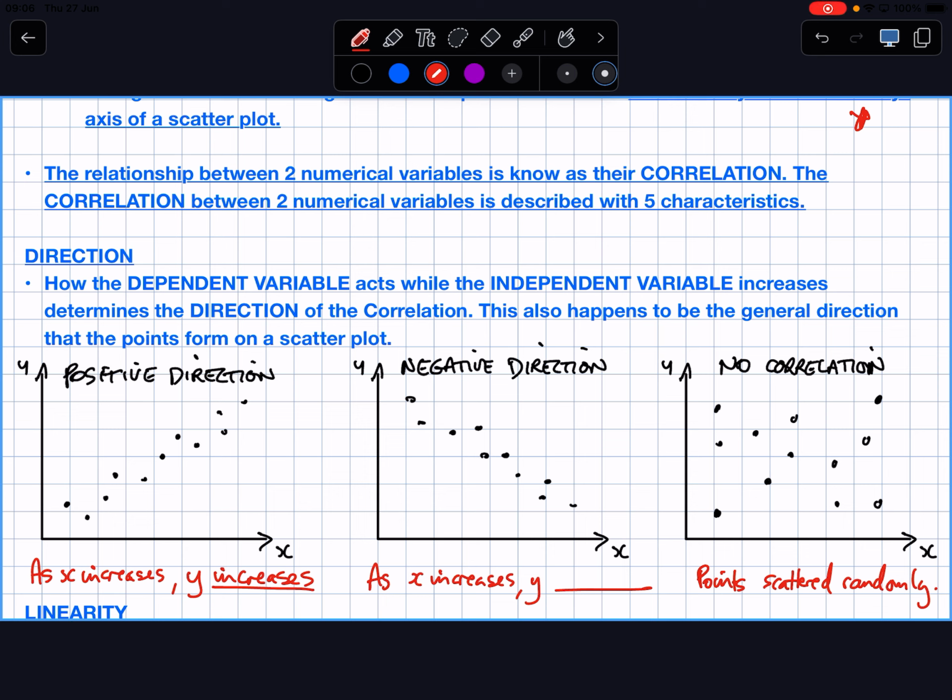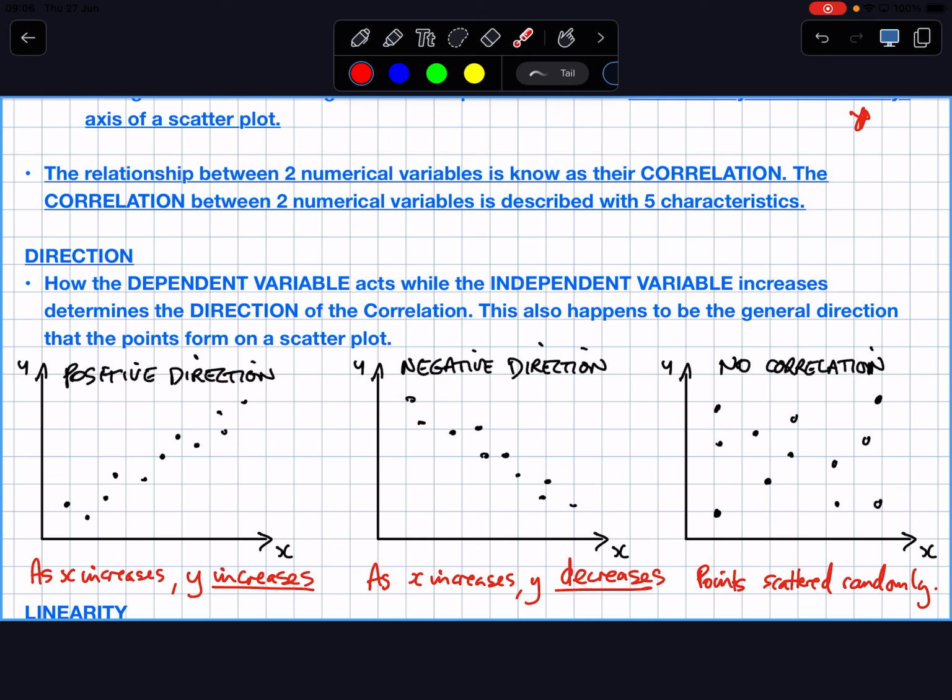Negative correlation, negative direction. As x is increasing on this middle one, what is happening to the y variables for these dots? Is it increasing, decreasing, staying the same? Decreasing. If I look here at the last one where there's no correlation, is there any pattern to how the x and y is relating? No, it's random. So you would say no correlation if it looks random.